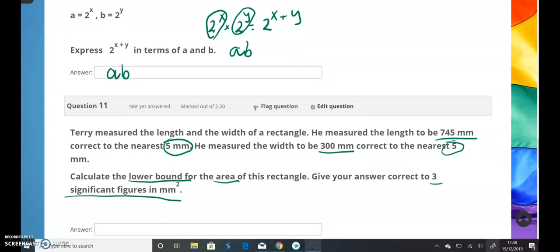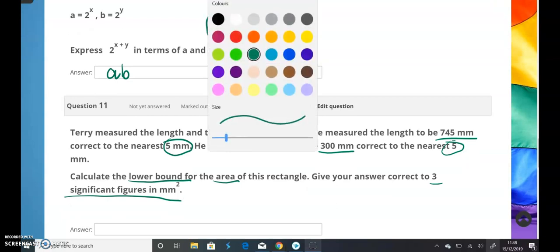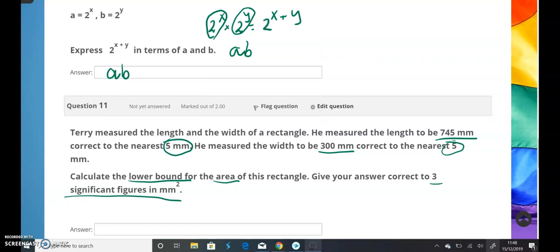So this is a bounds question, and to make this a bit more clear, I'm going to start by writing the lower bounds and the upper bounds of the two numbers, the length and the width. So the lower bound of 745, which has been rounded to the nearest 5, is going to be 742.5. So I split that 5 in half. So 2.5 taken away would give us the lower bound, and added to the 745 would give us the upper bound.